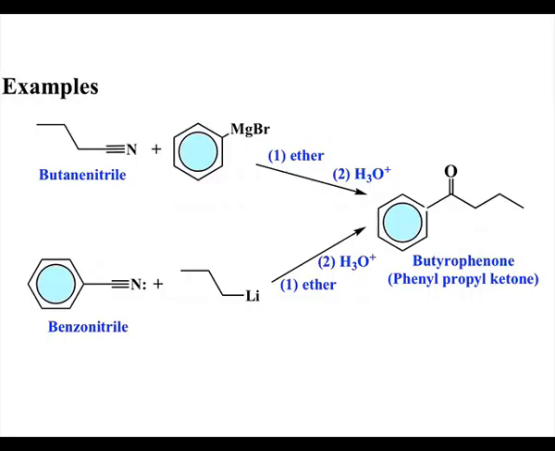So here's some examples of how we might conduct this reaction. Butane nitrile plus phenylmagnesium bromide can give us this aromatic ketone. Okay. That's one way to get to that ketone. Another way to get to the ketone would be to start off with the benzonitrile and then use an alkyl lithium or an alkyl Grignard. I can get to the same ketone. What would be the third way that you know how to get to that ketone directly?